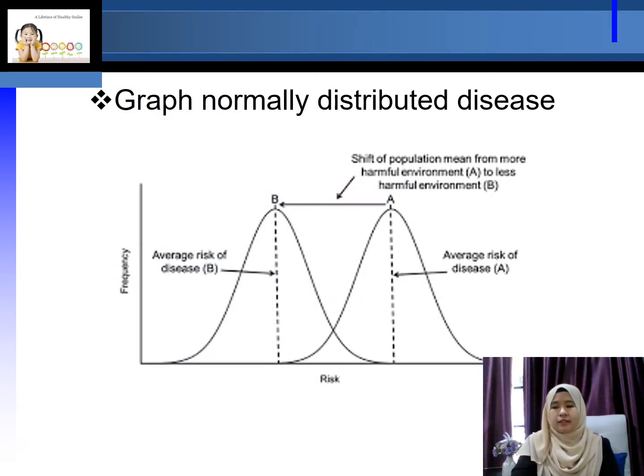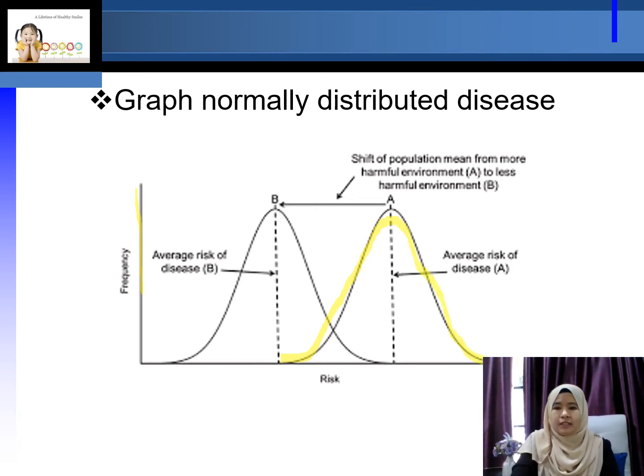Okay, so this is the example of the normally distributed graph. If you can see the x and y axis, the x axis represents the risk of the disease, and the y axis is the frequency of the disease. So we give the example for this one, dental caries, for example. The original graph is the A graph. So you can see the bell curve graph here.